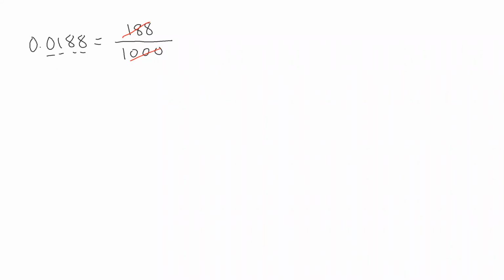So let's say that you recognize that 188 and 10,000 are both even. So you're like, okay, they're at least divisible by 2. So 188 divided by 2 is 94. 10,000 divided by 2 is 5,000. So we clean it up a little bit and we now have 94 over 5,000. But 94 and 5,000 are both even again. So 94 divided by 2 is, let's see, 47. 5,000 divided by 2 is 2,500.